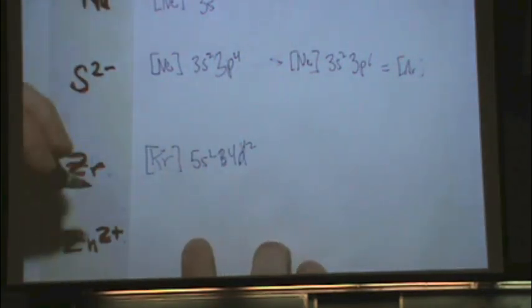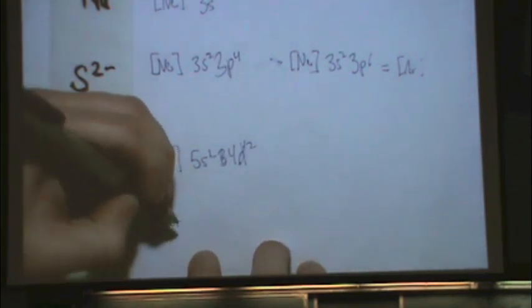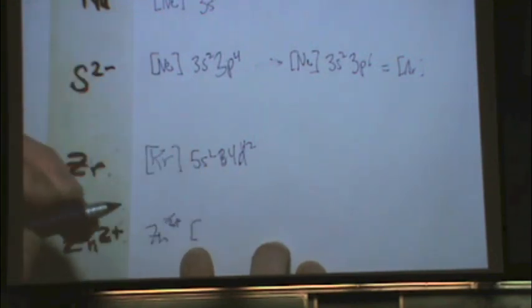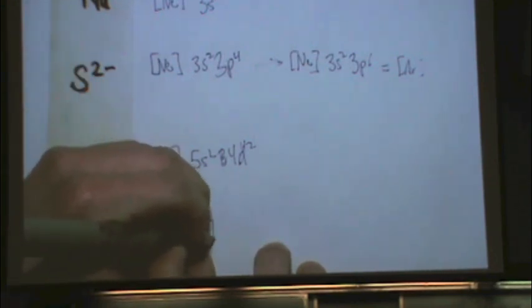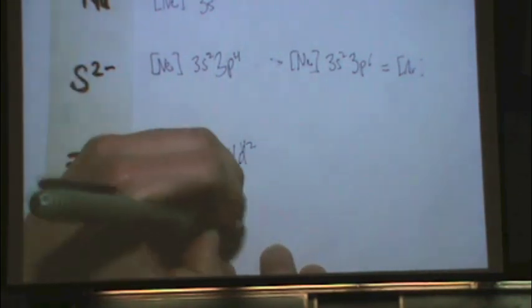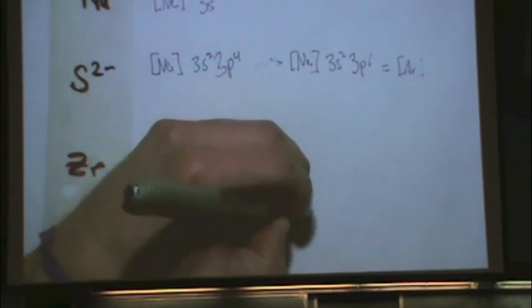Okay, now for zinc. So zinc, we're going to start with the neutral one, because that's the easiest thing to do. So zinc is 30, so first we'll add our noble gas. Then we're going to fill up 4s2. And then we're going to fill up all of 3d10. We moved all the way to the right, to the D block. This is zinc, though. We're looking for zinc 2 plus.